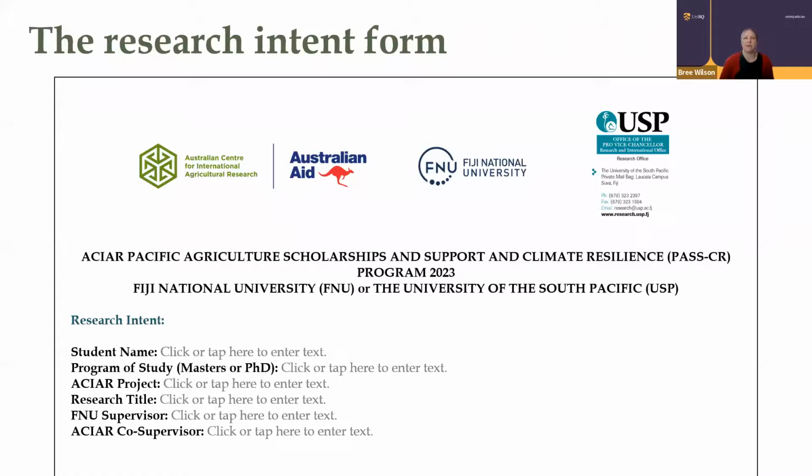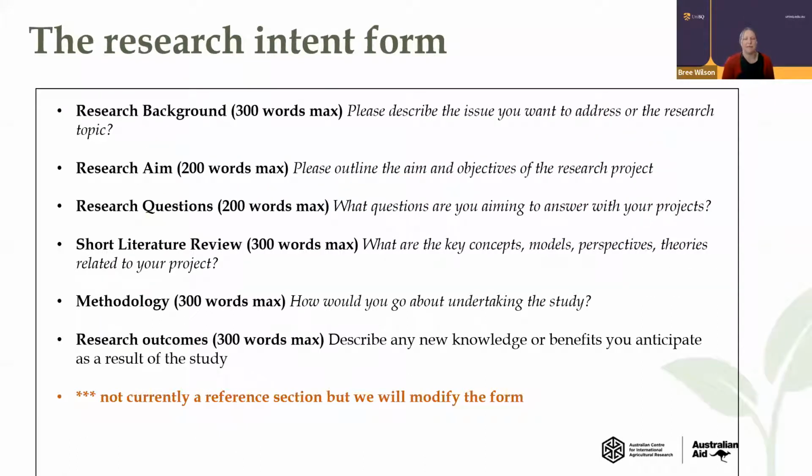This is the second part of the form, so the guts of what is in the intent. And I'll go through these different sections today and attempt to give you some insight on what to include. There's not currently a reference section in the form, but we will modify this and make that available to you so you can add references to your methodology area, etc.